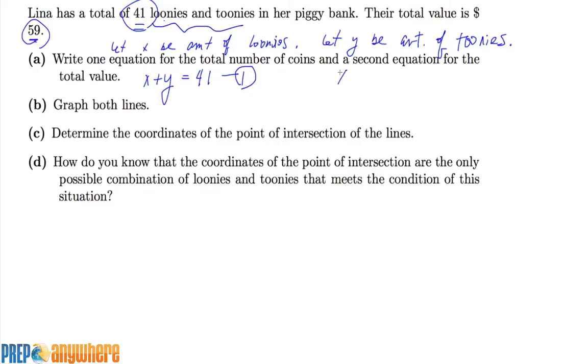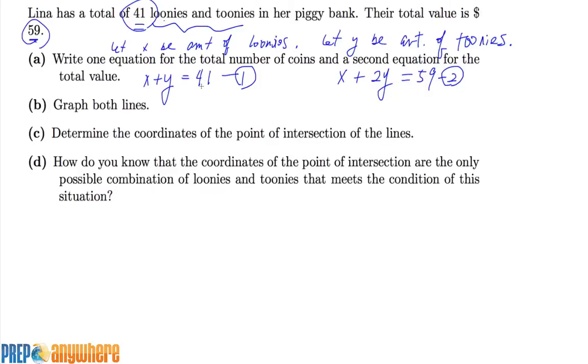Well, for every loonie, the actual worth in dollars is just, if you have 2 loonies, that's $2. If you have 3 loonies, that's $3. If you have X loonies, it's X dollars. But for toonies, if you have 1 toonie, you have $2. If you have 4 toonies, it's not $4, it's $8. This just doubles. This should add up to 59. That's what they're telling us. So we have two equations.